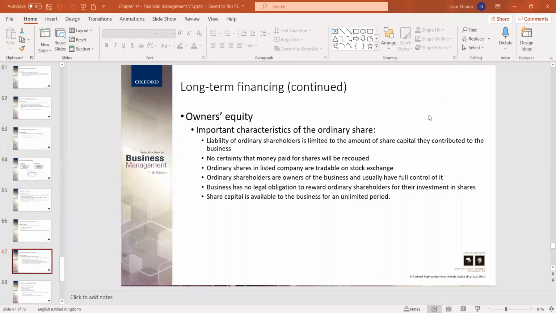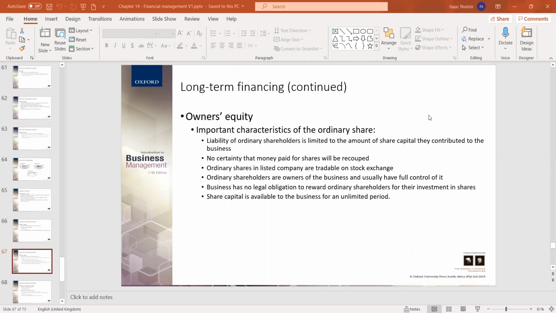We can talk about some of the characteristics of ordinary shares. The liability of ordinary shareholders is limited to the amount of share capital they contributed to the business. There is no certainty that the money paid for shares will be recouped. Ordinary shares of a listed company are tradable on the stock exchange. Ordinary shareholders are owners of the business and usually have full control of it. The business has no legal obligation to reward ordinary shareholders for their investment in shares. Share capital is available to the business for an unlimited period.